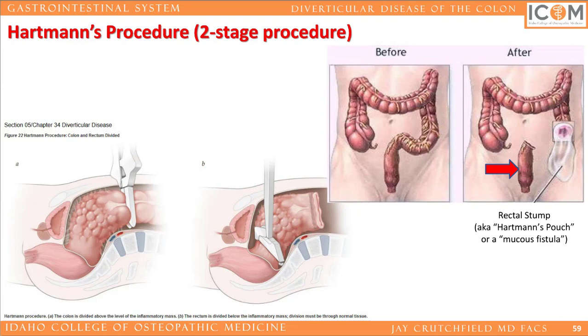After about 6 weeks or 6 months, depending, the patient is returned to the operating room, the abdomen's reopened, and the colon is attached to the rectal stump with a primary anastomosis. Diverticular disease is very costly in both terms of morbidity and lost work and wages to the patient.